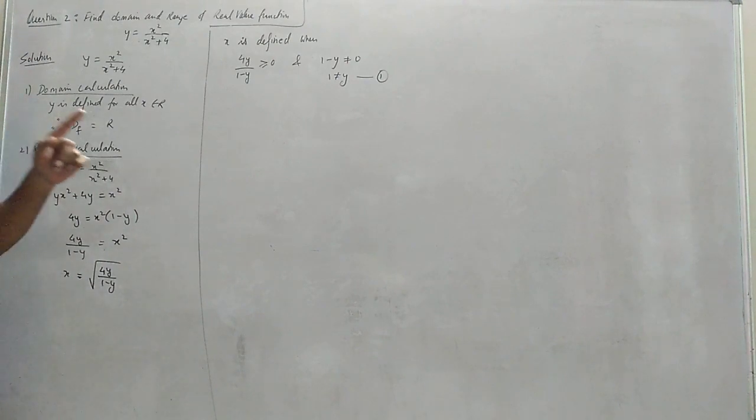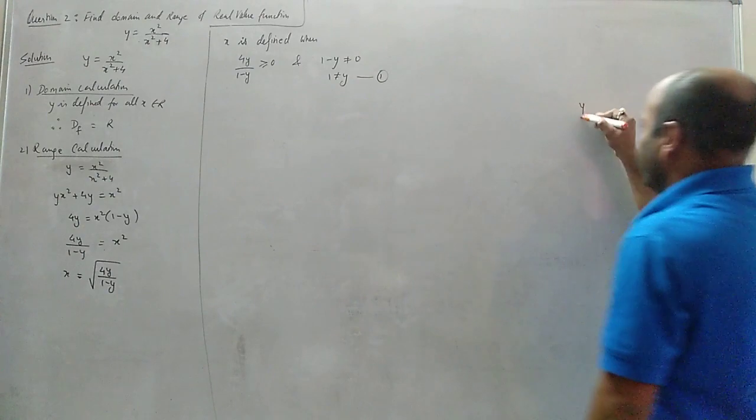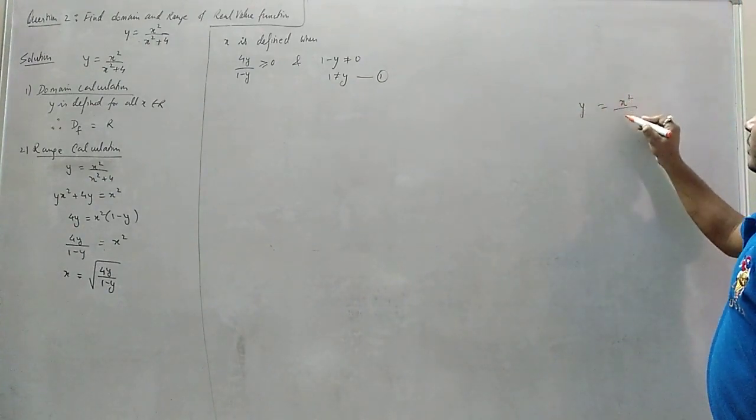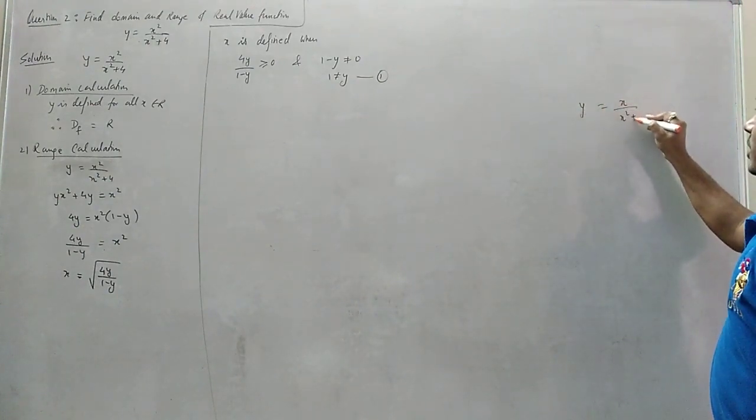Okay, I will be giving that question as homework. You have to do that question. This question is actually a danger question. Now, for example, it is like this: y equals to x by x square plus 4.